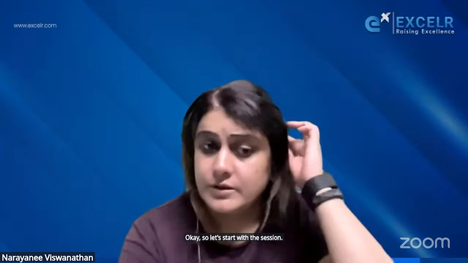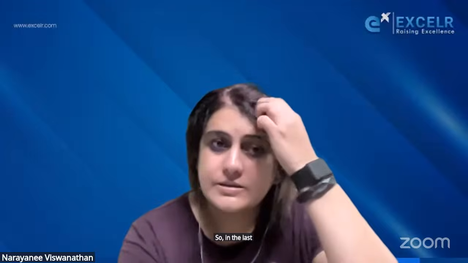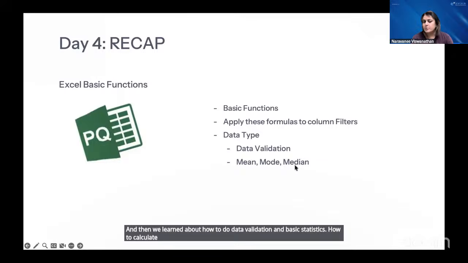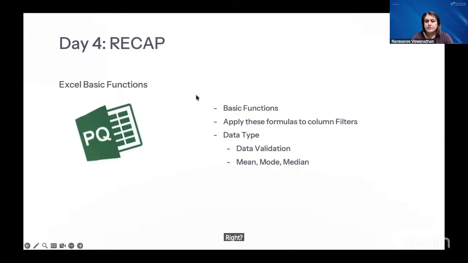Okay. So let's start with the session. In the last class, we learned about how to use functions, how to use filters, and within the filters, we used the same basic functions using subtotal. Then we learned about how to do data validation and basic statistics, how to calculate mean, median, mode, right? How many of you tried any of this at home? Is there anyone who tried it?